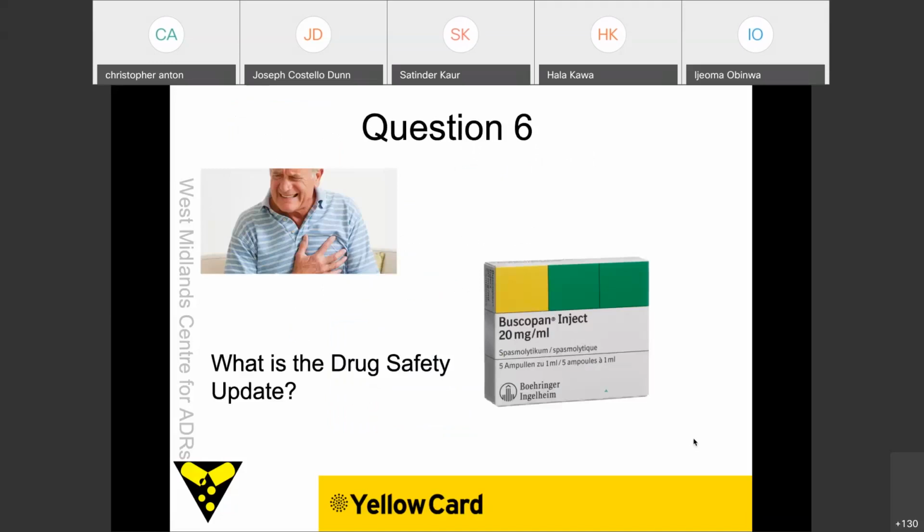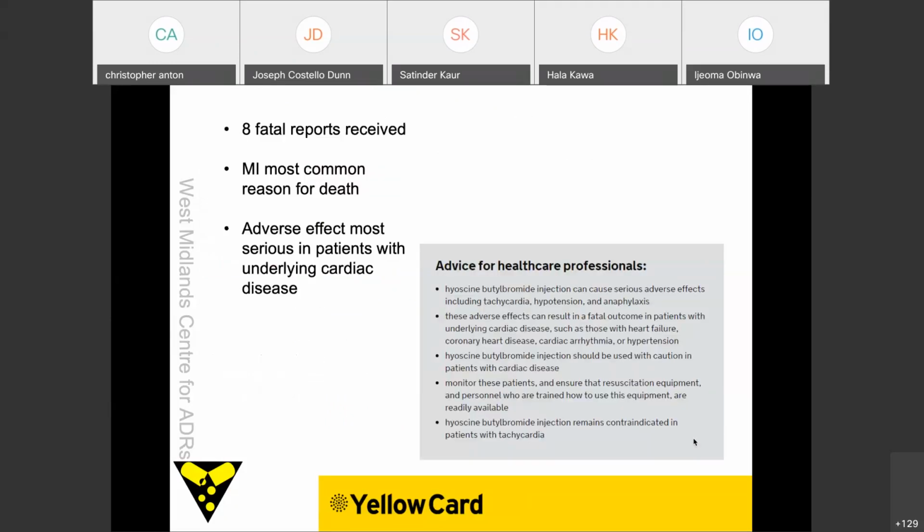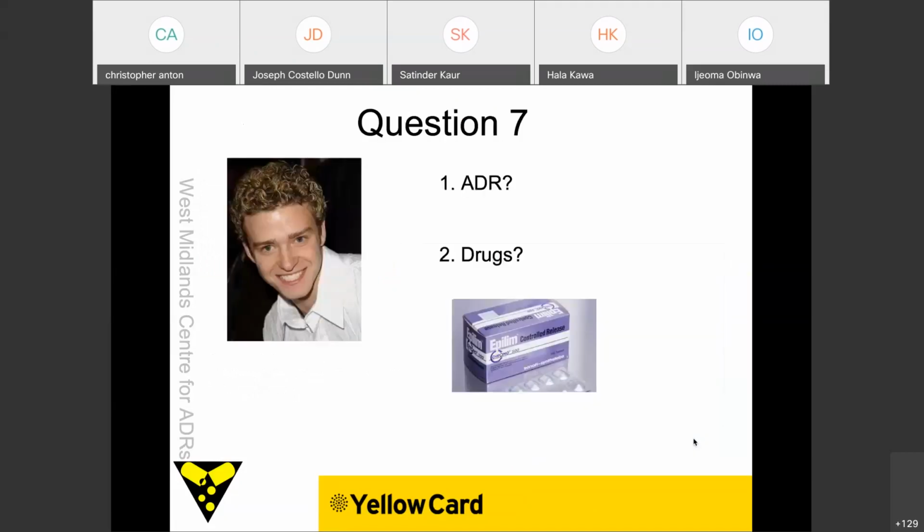So another question. Does anyone know what the drug safety update was with Buscopan or hyoscine butylbromide? So there is actually an increased risk of myocardial infarction, specifically in patients with underlying cardiac disease. Another question, does anyone know what the adverse drug reaction here is and what sort of drugs can cause it?